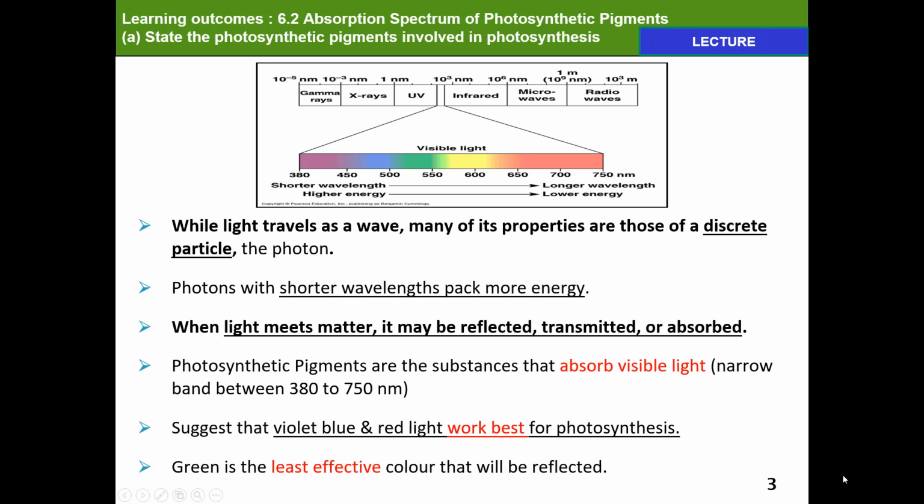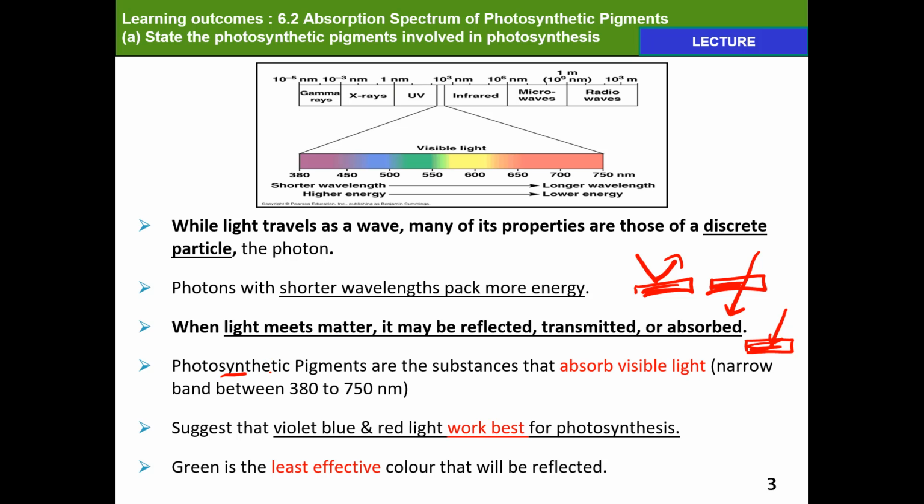While light travels as a wave, many of its properties are those of discrete particles known as photons. A photon with a shorter wavelength contains more energy. When light meets matter, it may be reflected, it may be transmitted, meaning it goes through the matter, or it can be absorbed by the matter.